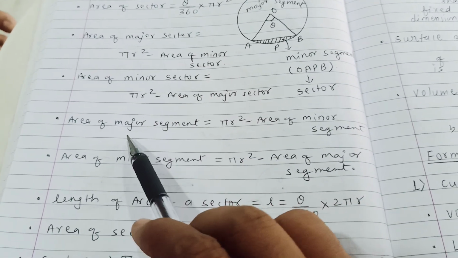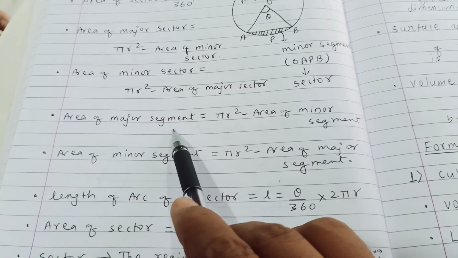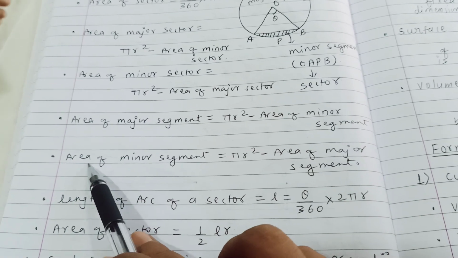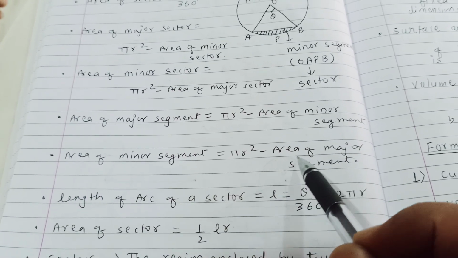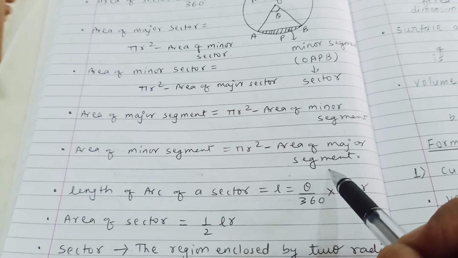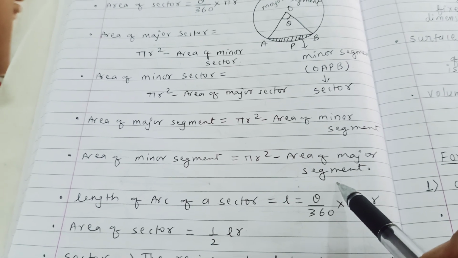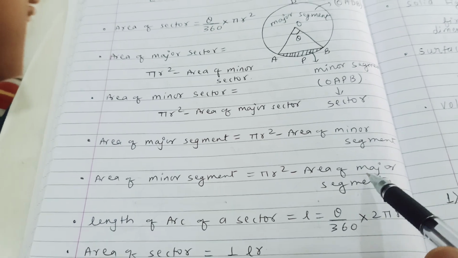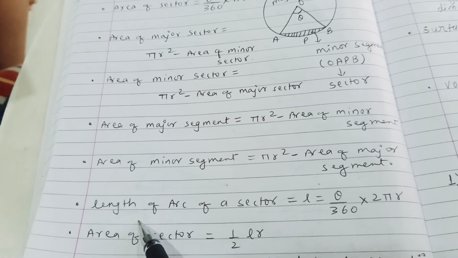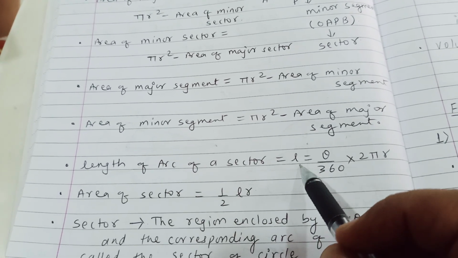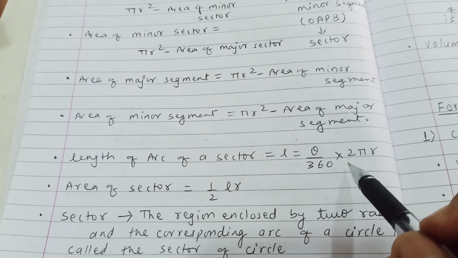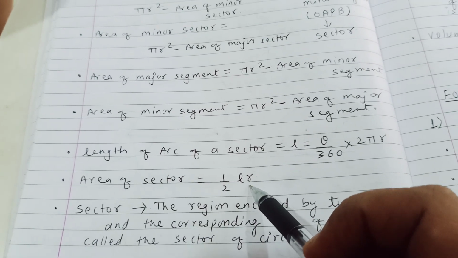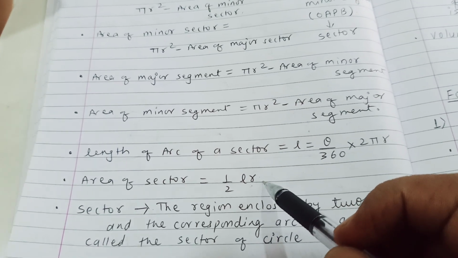And now if you want to find out area of major segment, that is pi r square minus area of minor segment. The area of minor segment is equal to pi r square minus area of major segment. Simple it is, okay. Yes. Now we can write over here what? Length of the arc of a sector, that is L is equal to theta upon 360 into 2 pi r, and area of sector is equal to 1 upon 2 into L R also we can write, okay, in the form of length of arc.